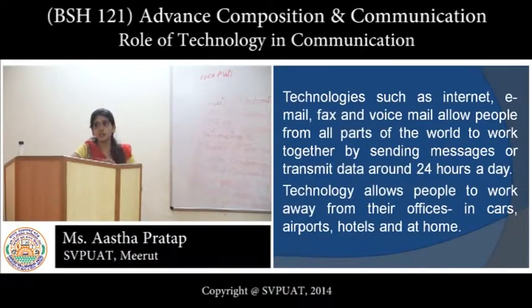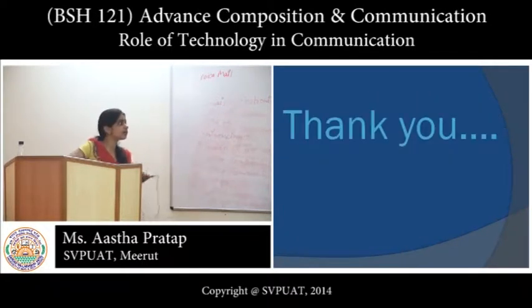Not only that, this technology has blurred the borders of towns, cities, as well as countries. Means now we can communicate with people, we can easily transfer information from one place to any part of the world. So the role of technology cannot be ignored in the field of communication, and it is improving day by day, and it is providing a new platform to communication.